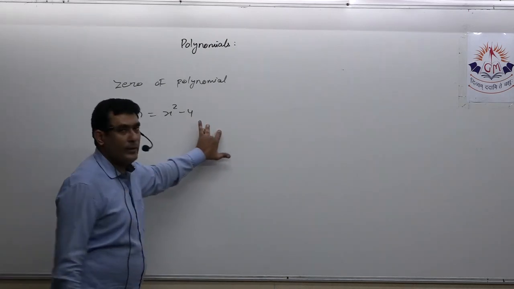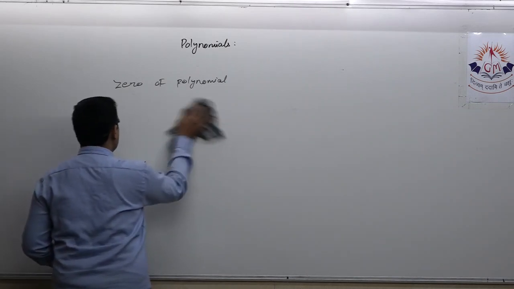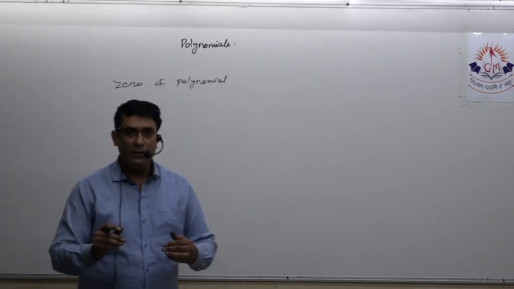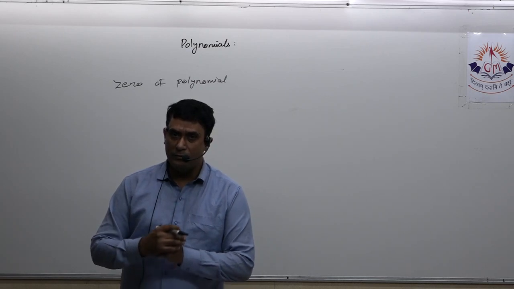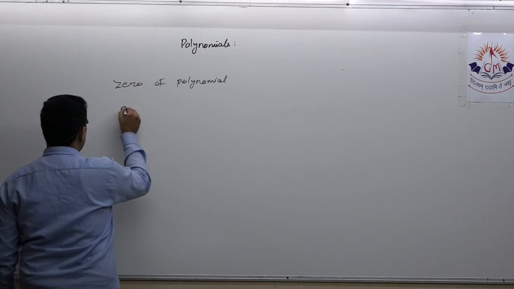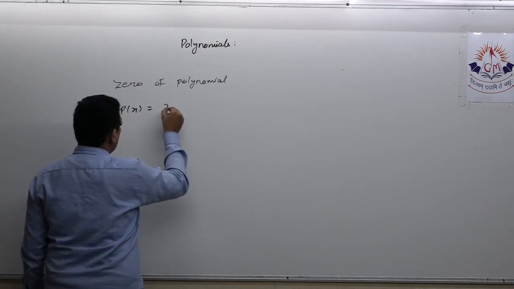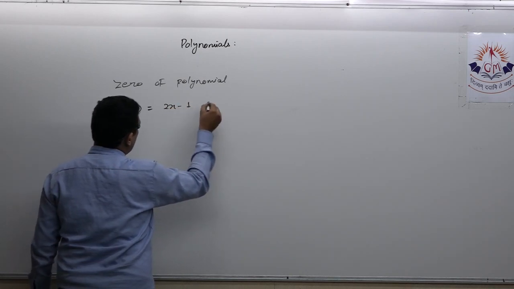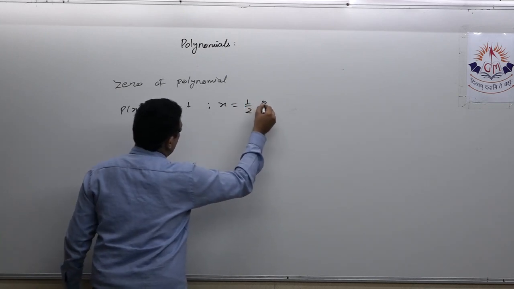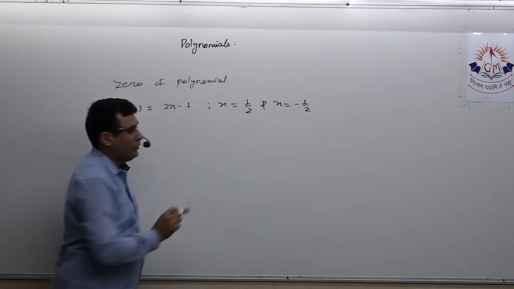So for this polynomial there are two zeros, plus 2 and minus 2. So in this concept, the very first question is that we have to verify whether the given value of the variable is a zero of the polynomial or not. For example, we have a polynomial p(x) = 2x minus 1. We have to check whether x = 1/2 and x = minus 1/2 are zeros of this polynomial or not.